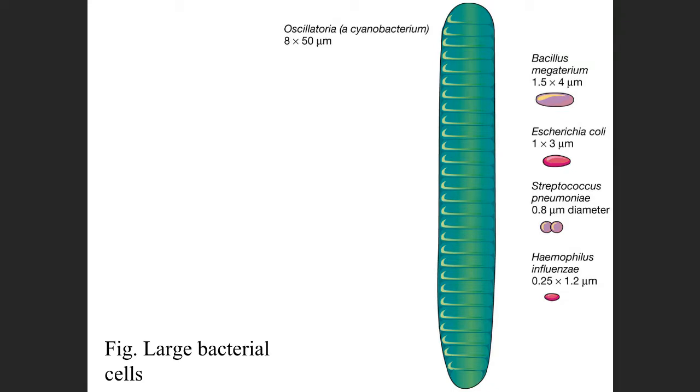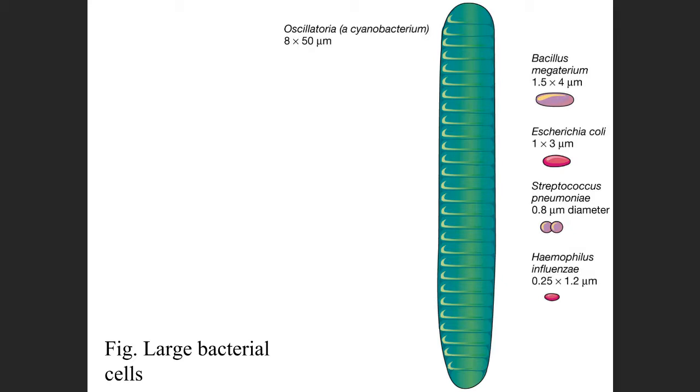Then you have other bacteria. So this is cyanobacteria. Look at the size, and this is drawn in proportion. So it's 8 by 50 micron. Now 50 micron is big enough for you to see. So if you put this bacteria on the needle, like Leeuwenhoek did with his microscope, you don't even need to go through the lens. You can see it directly with your eye.